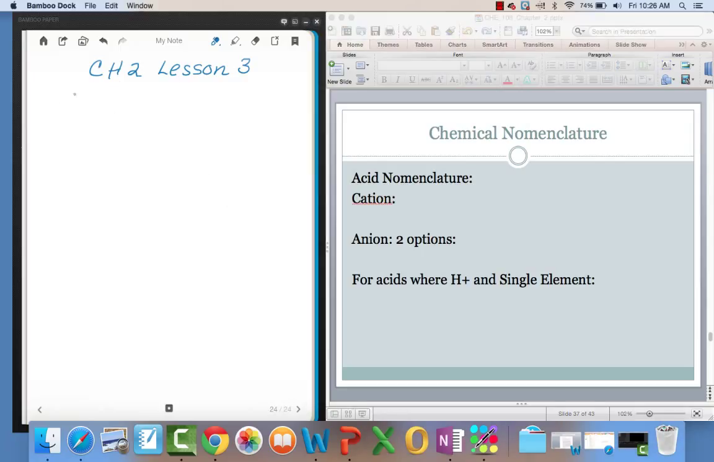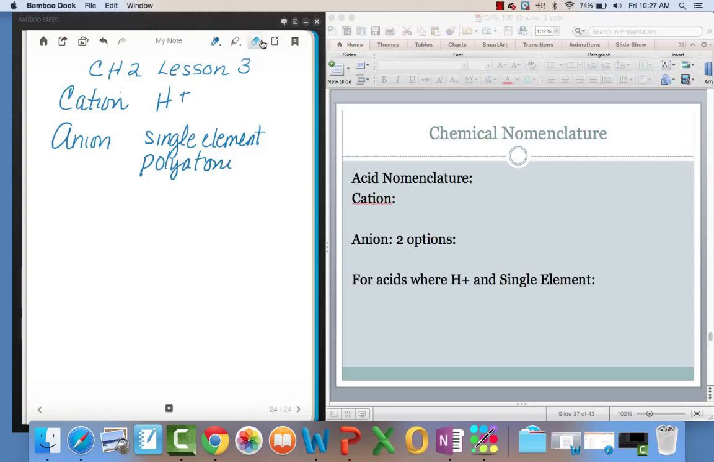Our cation, which is our positive ion, is always going to be H+. All acids start with H. Now for our anion, we have two options. We can have a single element, or we can have a polyatomic. And depending on what we have, that is going to dictate how we name the compound.